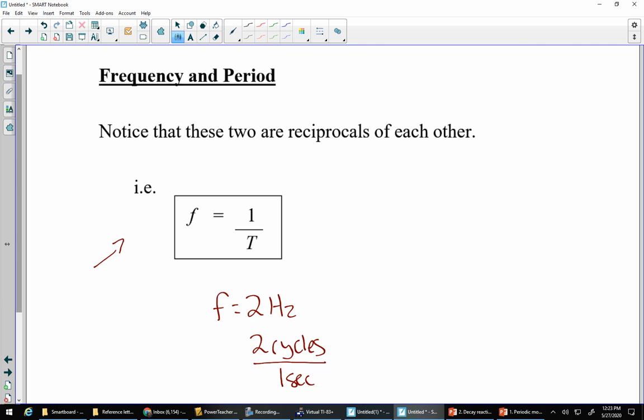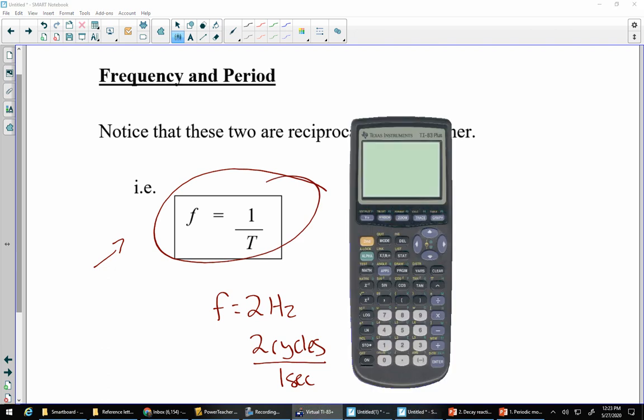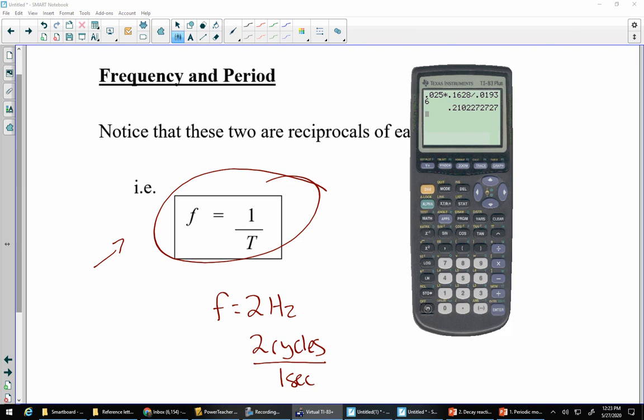Now, if we wanted to look at the actual formula for this in our calculator, let me get out the old calculator here. So I am given the frequency and I'm looking for the period. All I do is 1 divided by the frequency, so 1 divided by 2. There's my period, 0.5 seconds for 1 cycle. If I wanted to go back and figure out the frequency, I do 1 divided by 0.5, so 1 divided by my period, and it gives me 2.